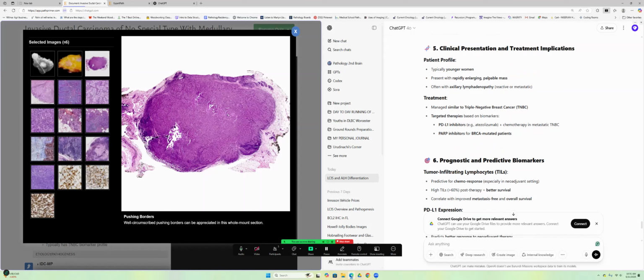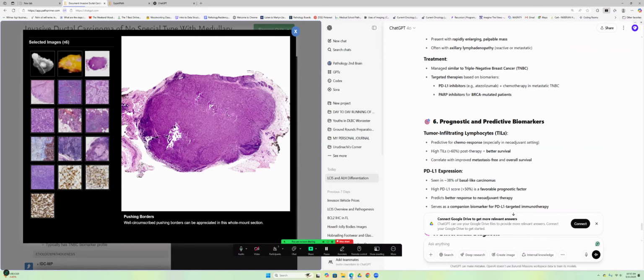Clinical presentation. What's the age of the people with medullary carcinoma? Younger women, and the mass will be rapidly enlarging, palpable. And they have axillary lymphadenopathy that can be either reactive or metastatic. They are managed similar to triple negative breast cancer with PD-L1 inhibitors like atezolizumab, and PARP inhibitors for BRCA mutated patients.